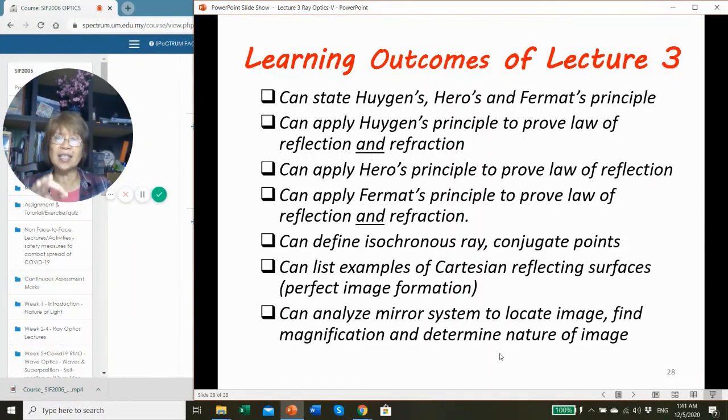And you should be able to analyze the mirror system to locate the image, find the magnification of the image, as well as determine the nature of the image formed.